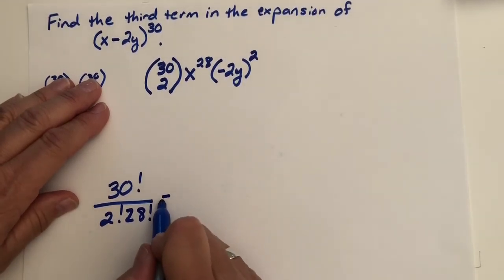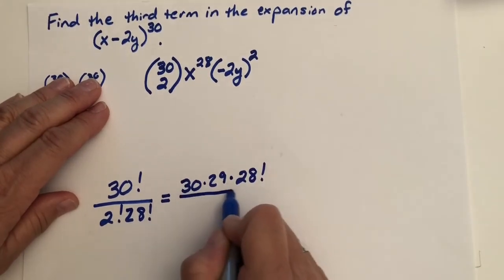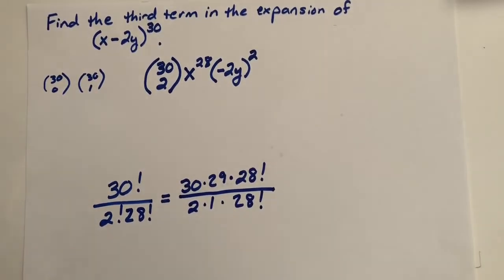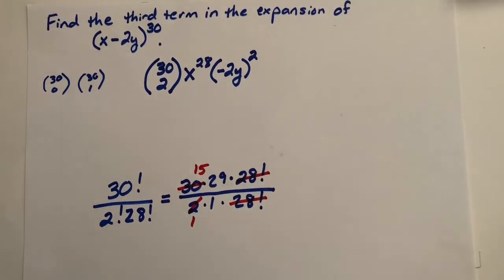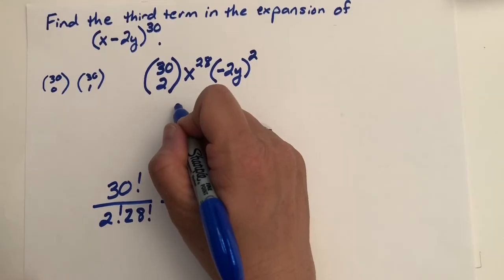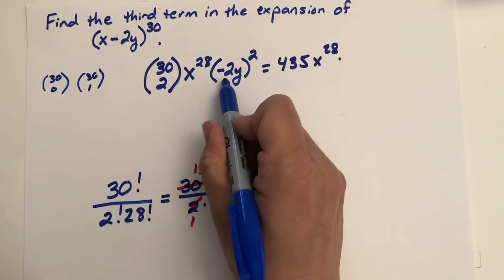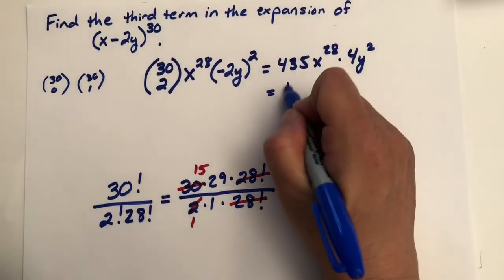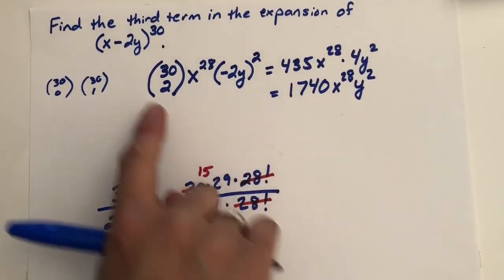In fact, shoot, I want to. That's 30 times 29 times 28 down to 1, so that's 28 factorial over 2 times 1, that's our 2 factorial, and our 28 factorial. So our 28 factorials cancel. Our 2 and our 30 reduce. So we really have it just boiled down to 15 times 29. So that is 435 for this number. X to the 28th times 4y squared. And then we multiply 435 by 4. And we have 1740 x to the 28th, y to the 2nd. So this is the 3rd term in the expansion of that binomial.